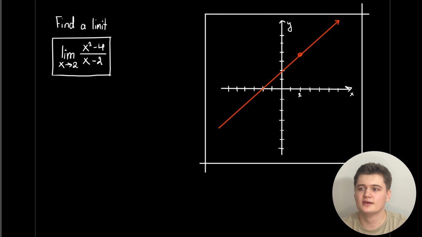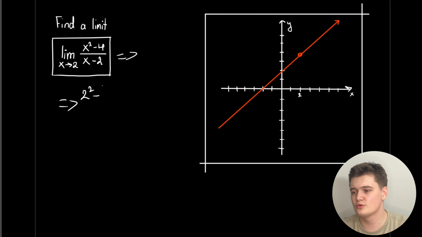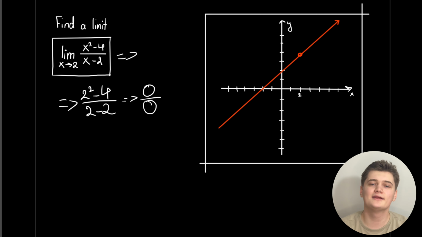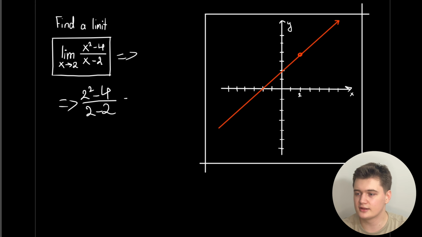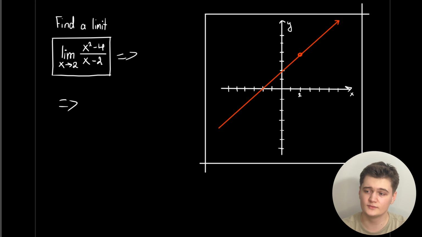This is our limit. So if we would try to plug in 2 in this fraction, it would give us an error. Why? Let me show you why. Because when you plug in 2, it gives us 0 on top and 0 on the bottom, and you cannot divide by 0, unfortunately. In the perfect world, maybe you could, but not in ours. So we have to do some algebra here.